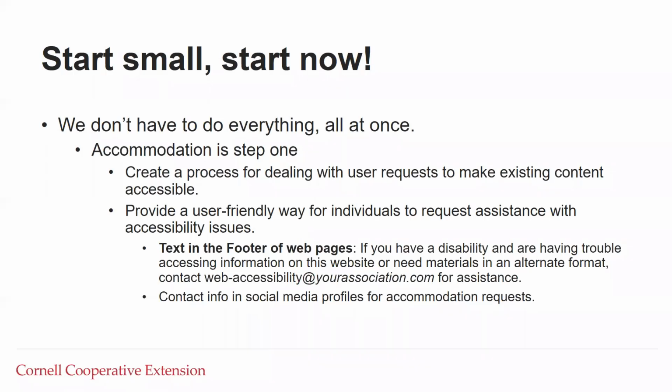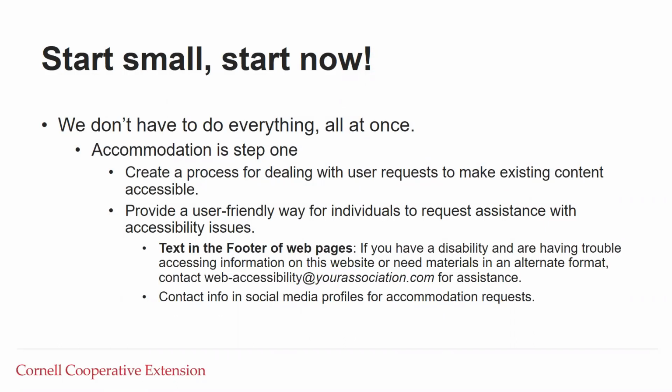Accommodation is our first step. And you need to create a process for dealing with user requests to make existing content accessible. You provide a user-friendly way for individuals to request assistance with accessibility issues. Generally, that's text in the footer of a web page. And this is the text that we adopted from Cornell. You'll find it on all of our pages and all of our sites.